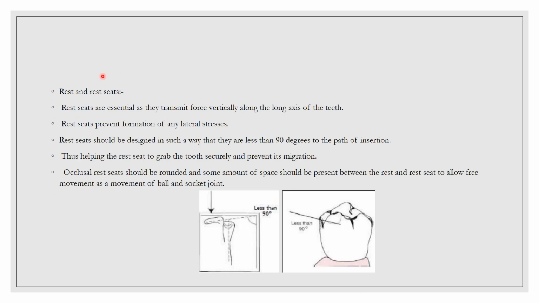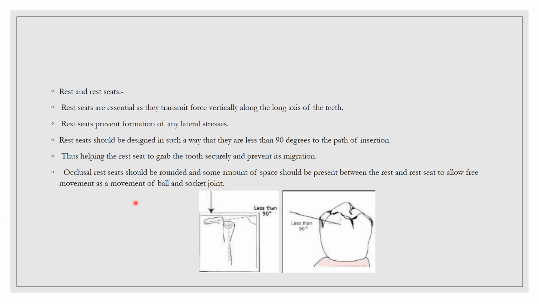So coming to the last factor, that is the rest and the rest seat. It's an essential way of transmitting the vertical force along the long axis of the tooth. Rest seats prevent the formation of any lateral stresses. Rest seats should be designed in such a way that they are less than 90 degrees to the path of insertion, in any of the occlusal planes, any of the types of rest seats you design. Thus helping the rest to grab the tooth securely and prevent any migration.